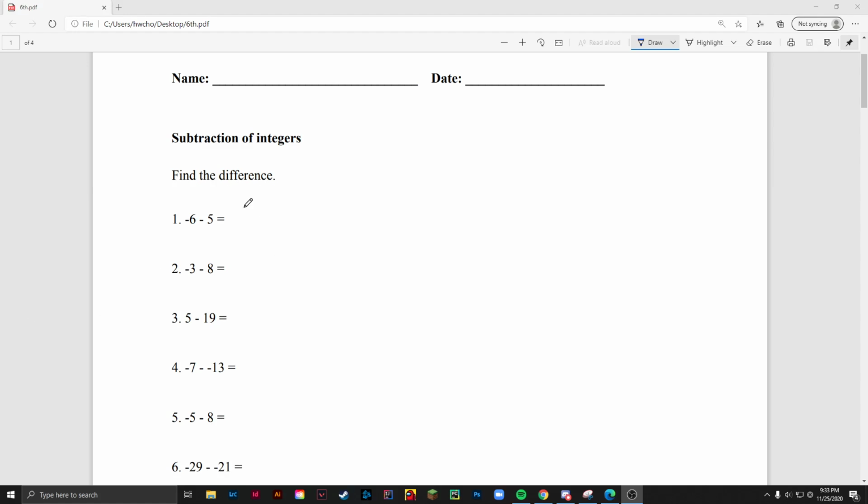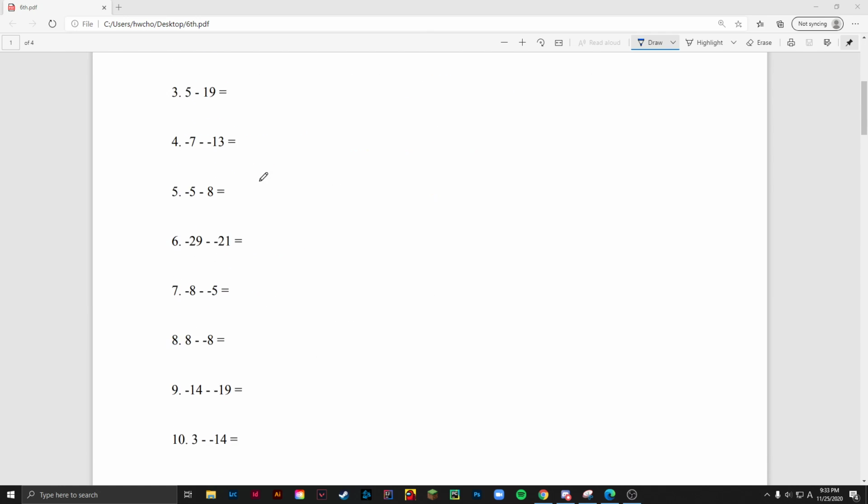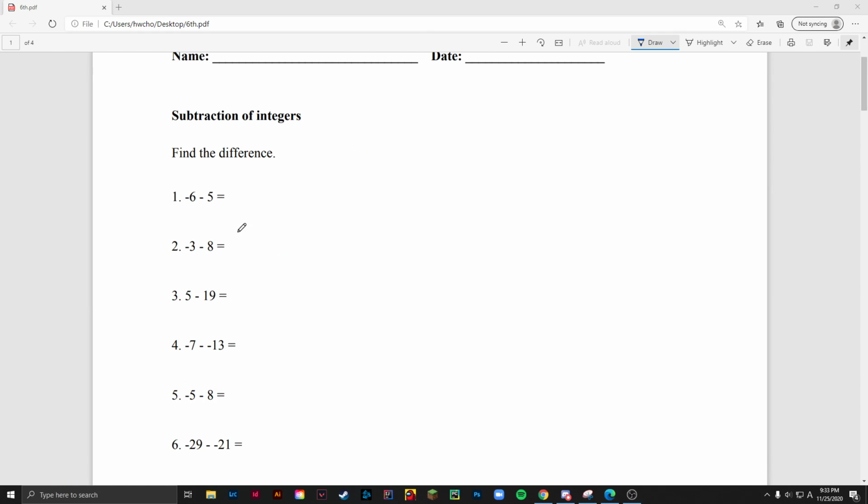Today we'll be going over a 6th grade worksheet, which will start from finding the difference. So, it's just going to be subtraction of integers. That means whole numbers. Whole numbers can be either positive or negative. So, once you're subtracting 5 from negative 6, you're going to be getting negative 11 because these two numbers combine.